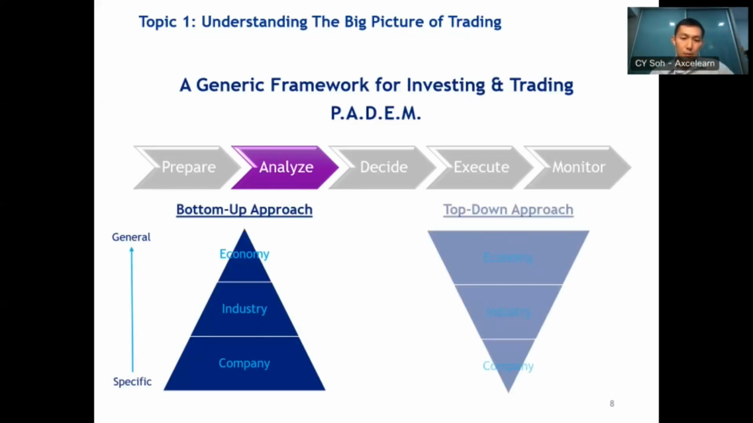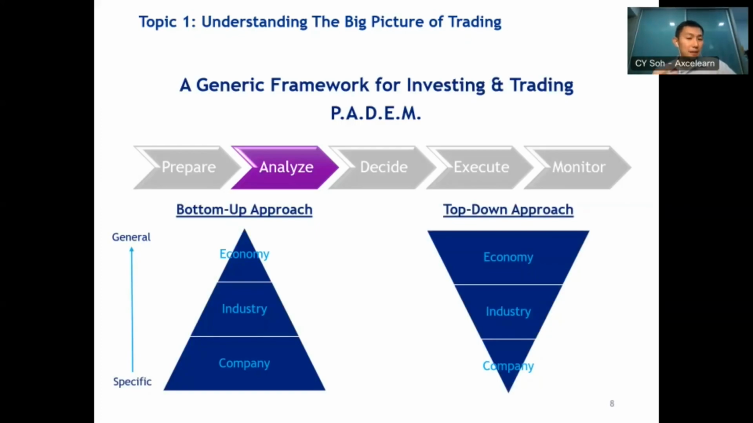The second approach is the opposite one, the top-down approach, where you analyze the economy level. You spend a little bit more time analyzing the economy, and then a specific industry, then a specific company. So this is from a general to a specific approach, a top-down approach. If you are trading the stock market, you can use either of these two approaches to select your stock.